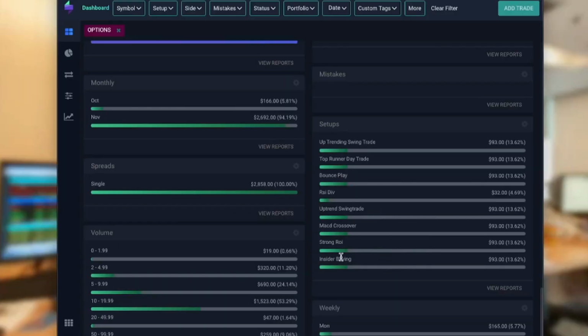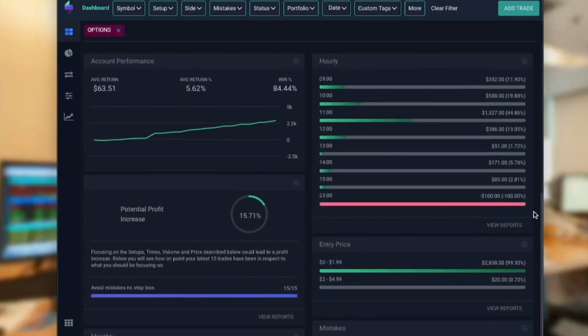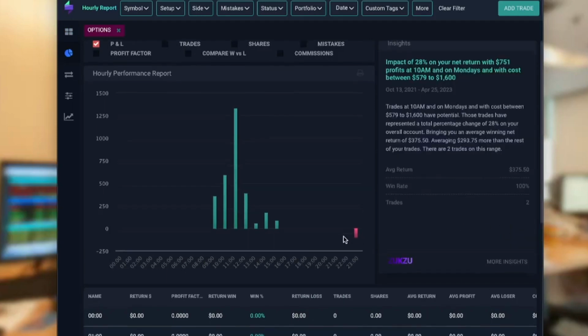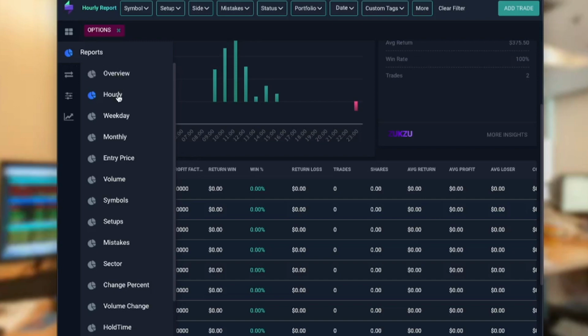Now let's talk about the reports on the dashboard. Some of the tabs that we just went over on the dashboard also have reports attached. You click the view reports, you will get a full breakdown, meaning a full report of that trading topic. Another way of doing this is going to the reports tab on the left. This gives you a further breakdown report of your trades based on your monetary returns and return percentages.